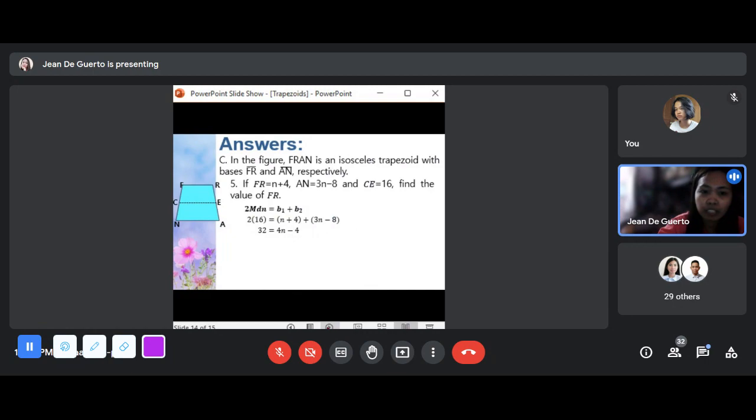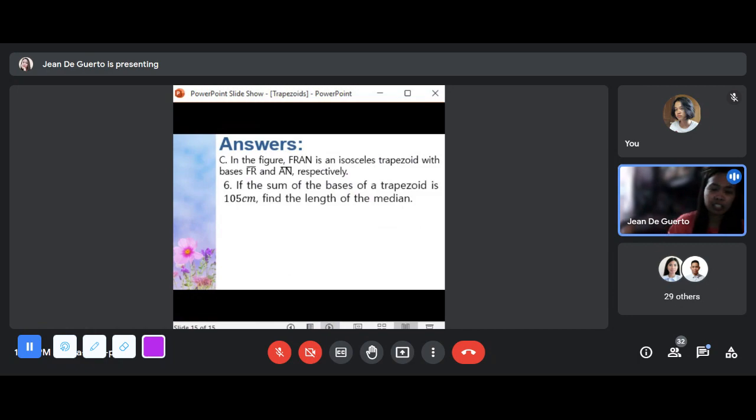Then, combine similar terms. Transpose natin yung negative 4 sa kabila. So, we have 36 is equal to 4n. Divide both sides by 4. So, our n is 9. Okay? Since FR ang hinahanap, we're going to substitute 9 doon sa n plus 4. So, 9 plus 4, therefore, you have 13. Ayan. So, 13.